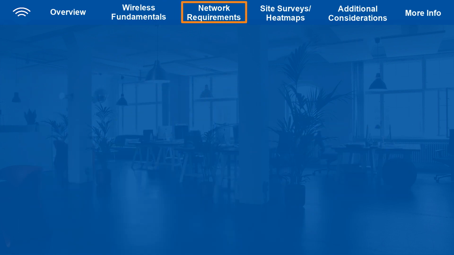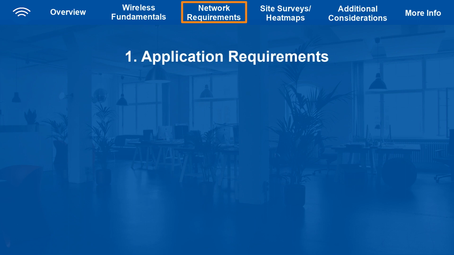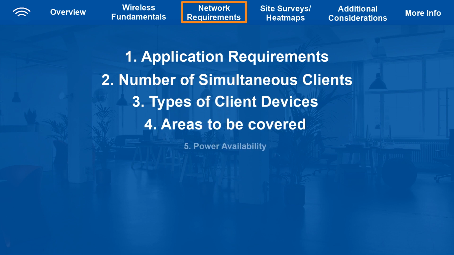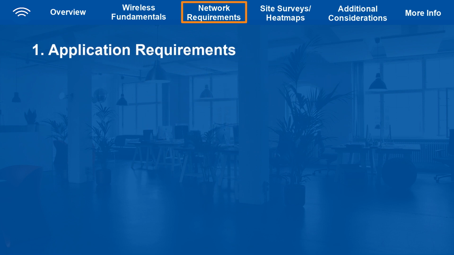Next, let's talk about the needs of your own network. You need to identify the following information to help you plan your wireless network design: applications that'll be in use on your network, number of simultaneous clients, types of clients, areas to be covered, and power availability. Different applications have different throughput requirements.